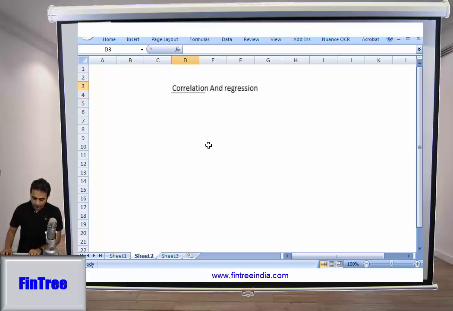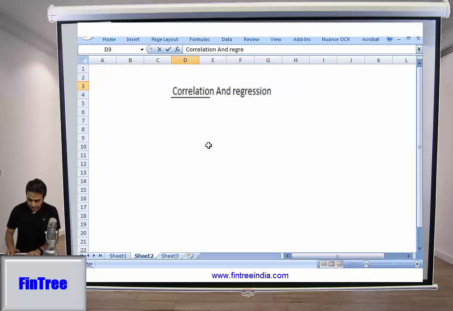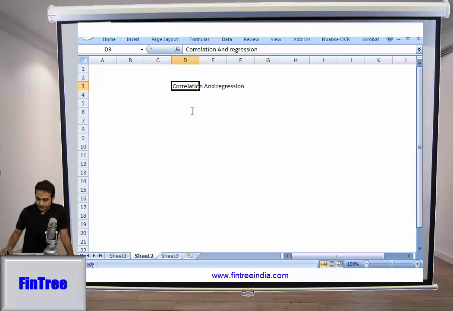Alright, so the name of the reading now is correlation and regression. We would spend the first 20-odd minutes building the background. Then we would start answering learning outcome statements one by one.